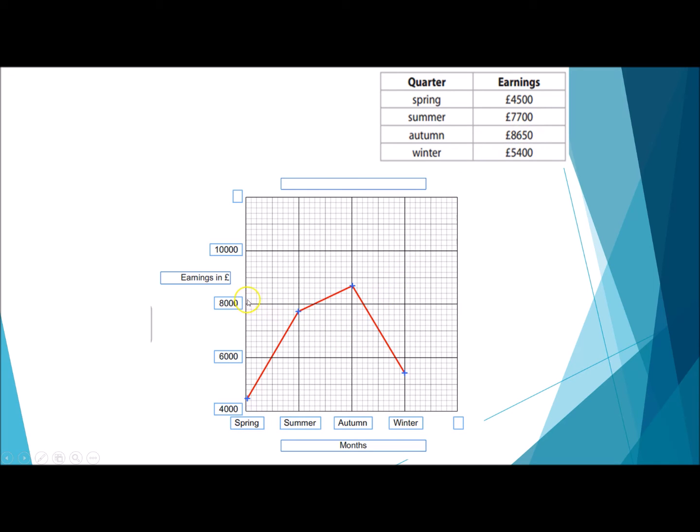8,650, 8,002, 4, 600. About there. Quite hard to be accurate with some of these, so that's fine. And 5,400, 5,002, 400. So plotted accurately, accurate scale. Maybe we'll get a mark for the labels without the title, again if the examiner's feeling generous.